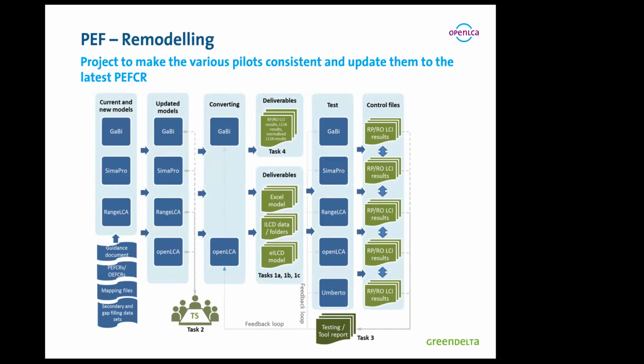Starting from what we had, we went through a remodeling project that had the aim of creating a consistent and homogenized background data set and models also. Because different groups of models came from different modelers, with this phase we tried to make everything consistent. The initial models were remodeled and made consistent.